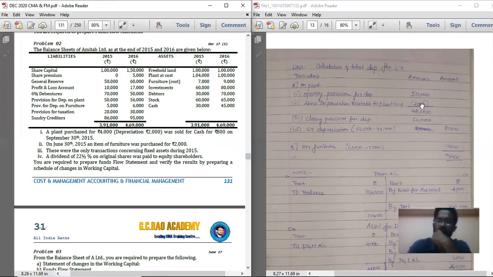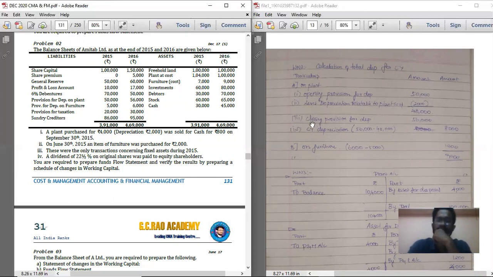So in the inner amount column, total it: 50,000 minus 2,000, you are getting 48,000. 48,000 is the opening provision minus depreciation relatable to plant sold. What is the closing depreciation? They have given 56,000. So the remaining balance, the difference, is nothing but current year depreciation.